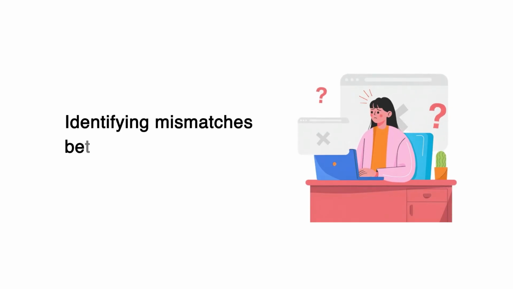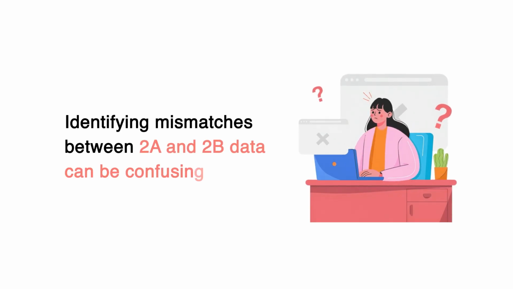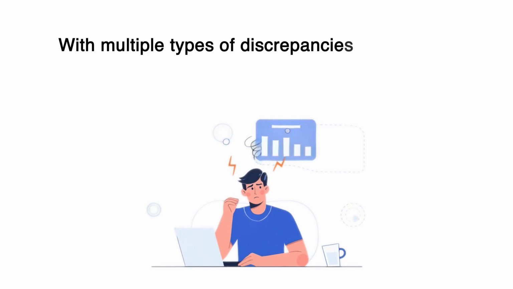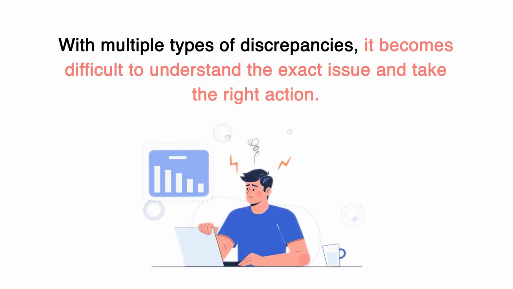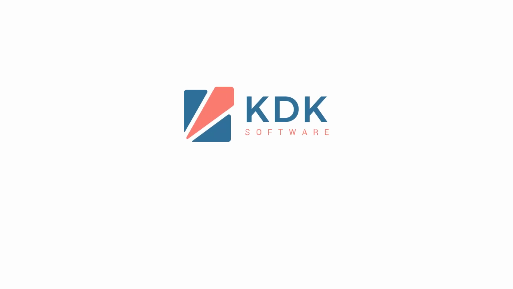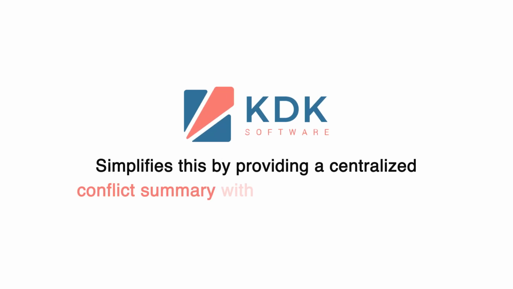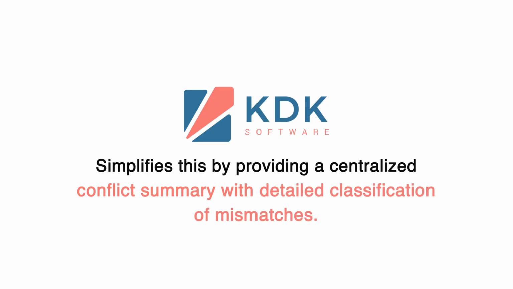Identifying mismatches between 2A and 2B data can be confusing. With multiple types of discrepancies, it becomes difficult to understand the exact issue and take the right action. KDK Software simplifies this by providing a centralized conflict summary with detailed classification of mismatches.